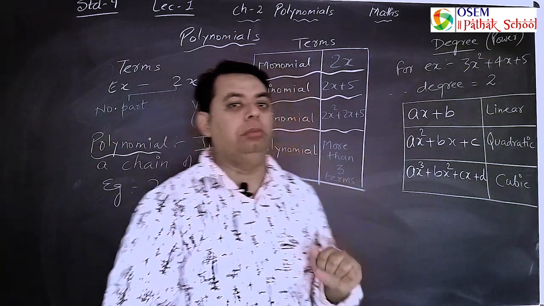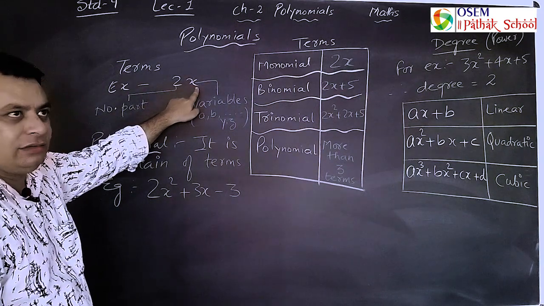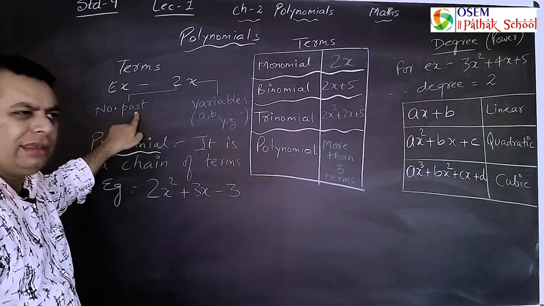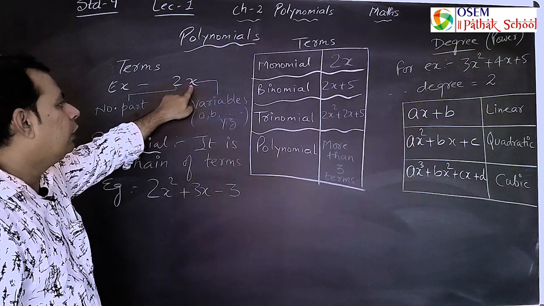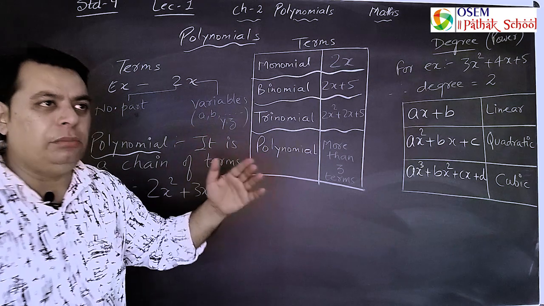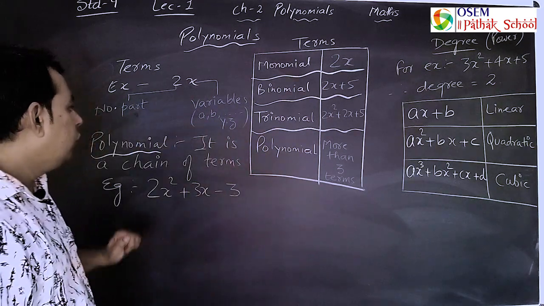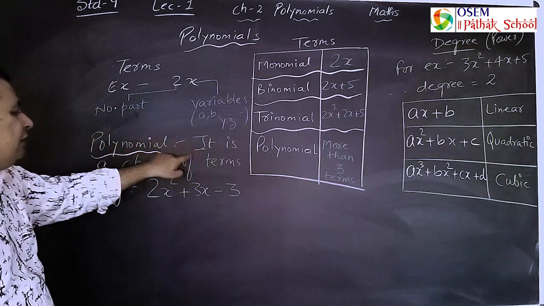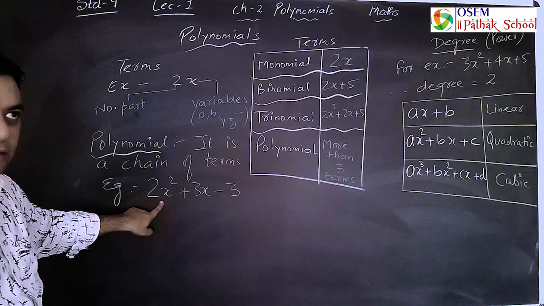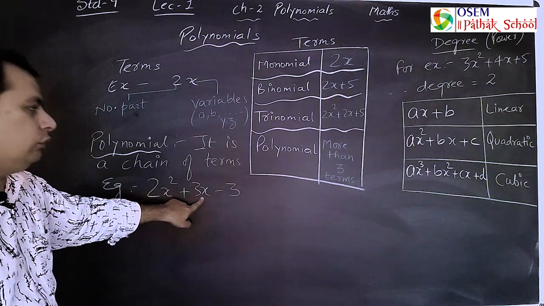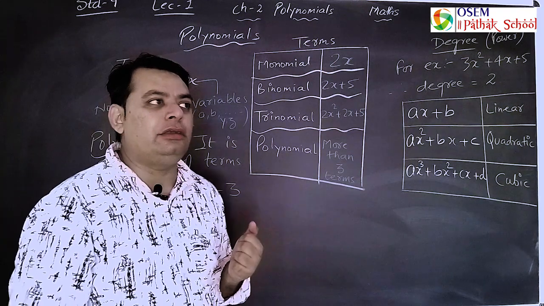Now what is a term? Terms over here, I have given the example 2x. So 2 is the number part, any number can be there, either positive or negative, or a variable. X means the variable, it can be A, B, C, D to X, Y, Z, any alphabet. So polynomial is a chain of terms. For example, 2x square is a term, 3x is also a term and 3 is also a term. So can you tell me how 3 is a term?